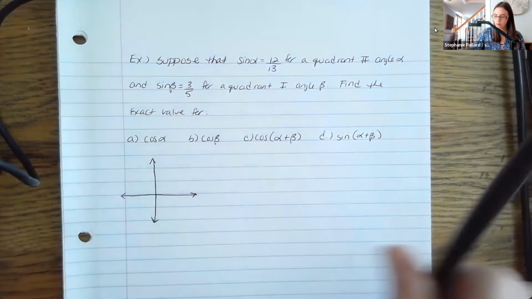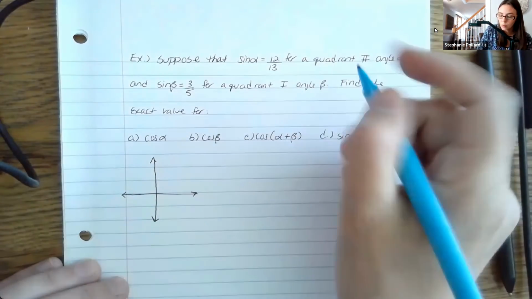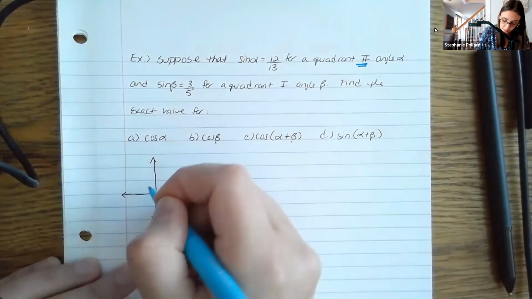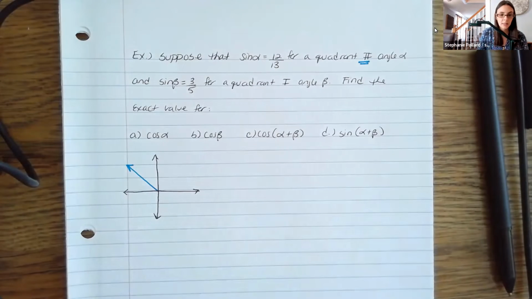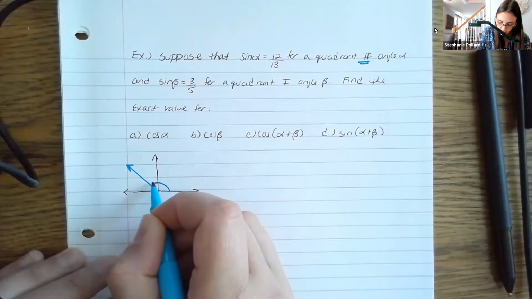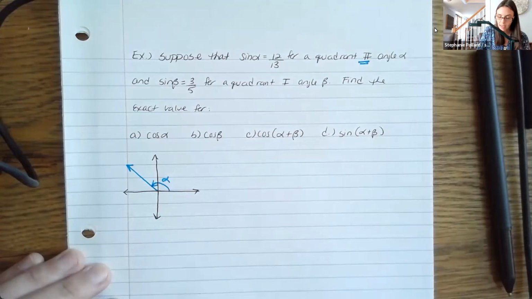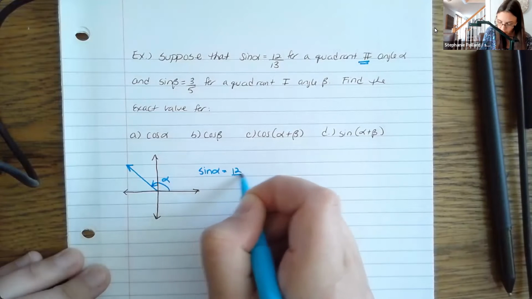So I do know here that, I'm just getting some of my colors out. I'm in quadrant 2, which is important. So my angle is, I'm not going to focus exactly on where it is, but somewhere in quadrant 2. And I do know that this is my alpha. And I know that sine of alpha equals 12 over 13.